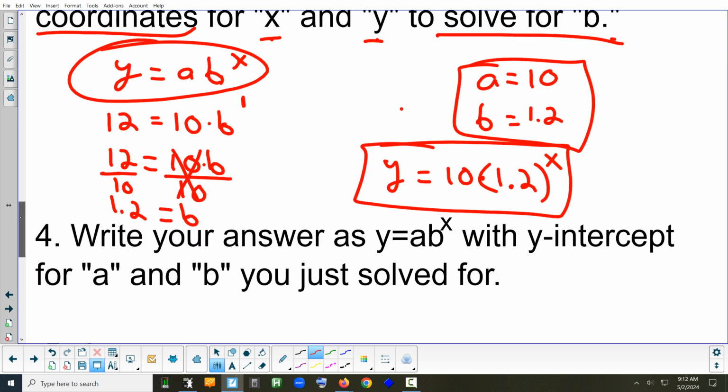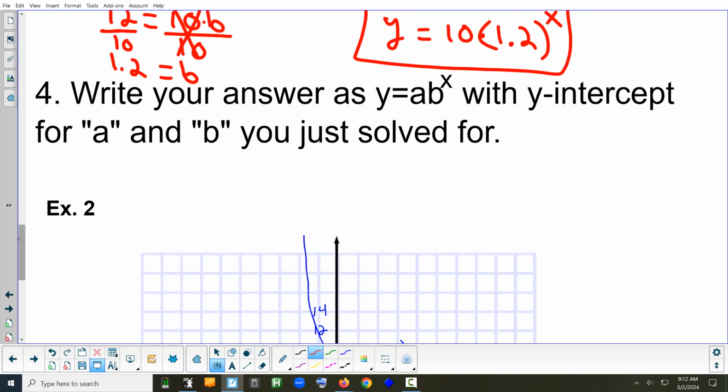Oh, so there was a step 4, which we already did. Write your answer in y equals a b to the x. And it says just filling in for the a and the b. That's what we just put a box around right here. All right, so you can write down step 4, but we already did it. I'll just copy it down.